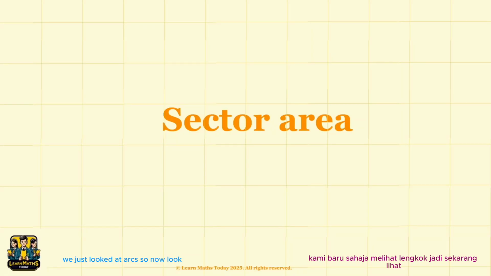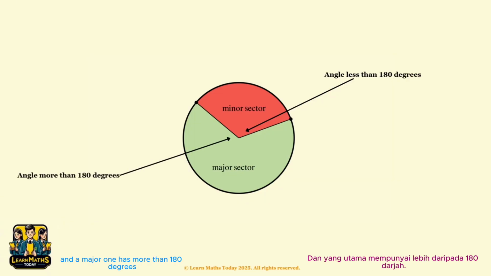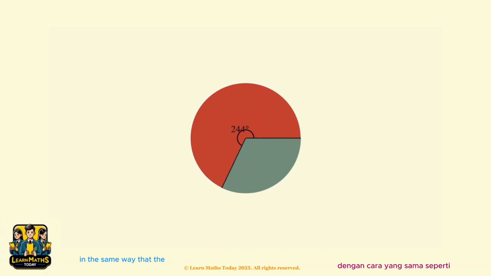We just looked at arcs. So now let's look at the second part, sectors and their areas. A bit of terminology. A minor sector is one that has an angle of less than 180 degrees, and the major one has more than 180 degrees. I hope to show how the angle of the circle is related to the sector area, in the same way that the angle is also related to the arc length of the circle.